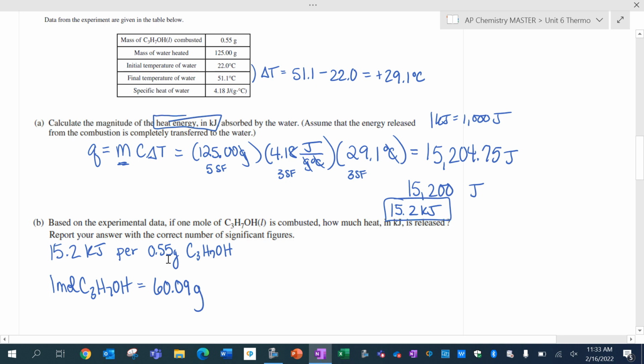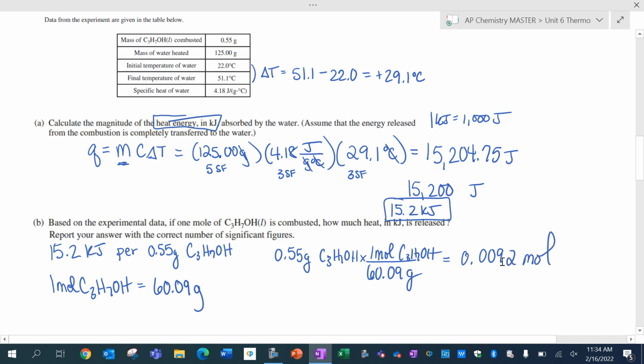So I reacted much less than a mole of propanol, right? So I want to figure out how much energy would be released if I reacted an entire mole of propanol. So let's figure out how many moles we reacted. We only reacted 0.55 grams of propanol. So let's figure out how many moles that is. A mole of propanol, my handwriting's getting messy, weighs 60.09 grams. So that ends up being 0.0092 moles. This number has 2 sig figs in it because our mass has 2 sig figs in it.